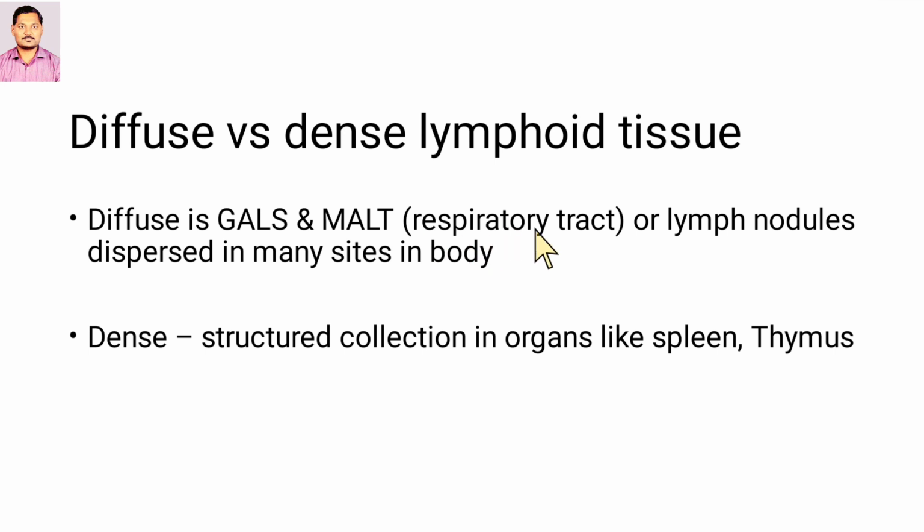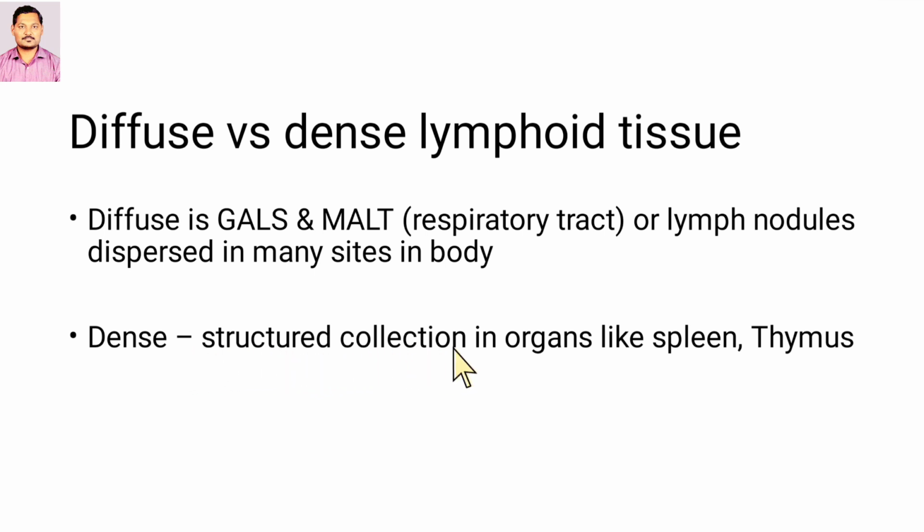Okay, so gut associated and mucosa associated lymphoid tissue, you have to remember at times they are present just to trap the antigens and just to neutralize them. Lymph nodules are dispersed in many sites in the body, whereas many of the tissues have dense collections of lymphoid tissue and form different organs, secondary lymphoid organs. And some are primary.